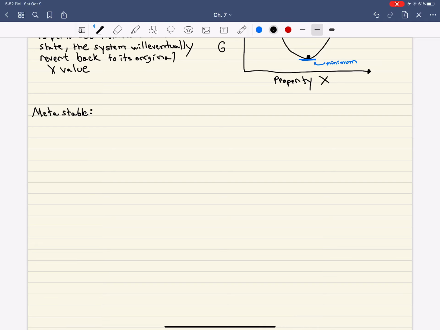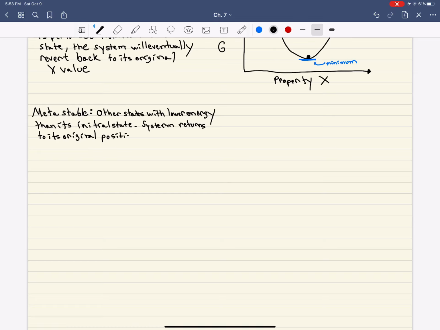Okay. All right, and so if we have a metastable system, what that means is that the system has other states with lower energy than its initial state. Okay? And if the system is perturbed, it returns to its original position if those changes in property X are just very small. Small compared to what we call an energy barrier.